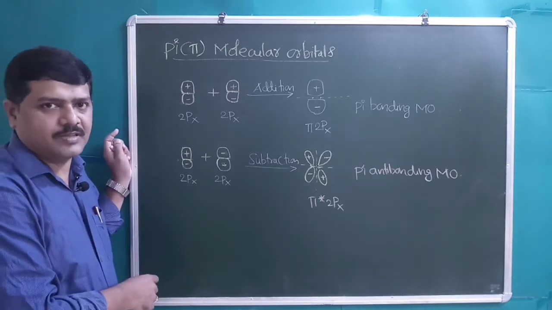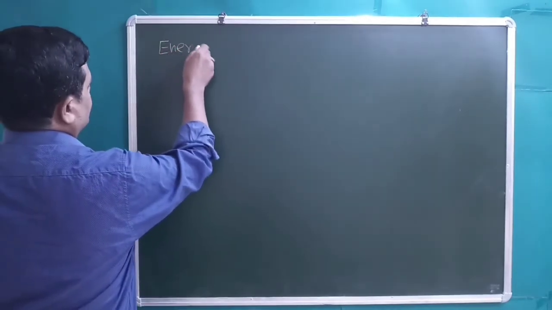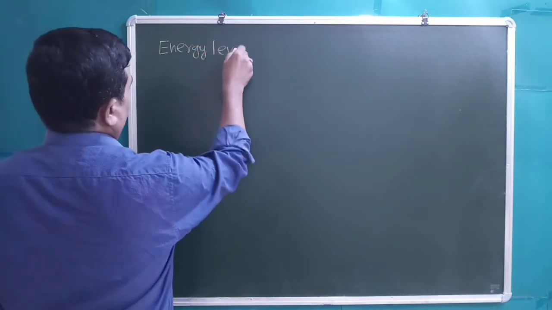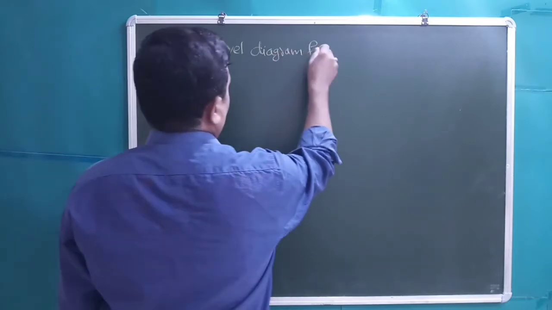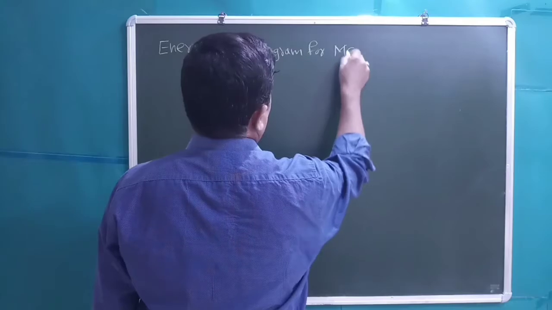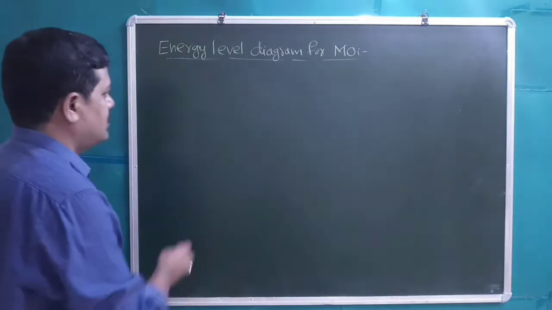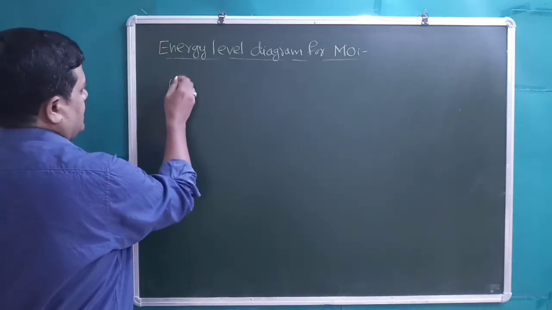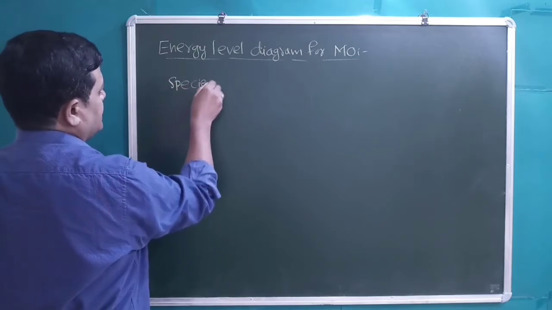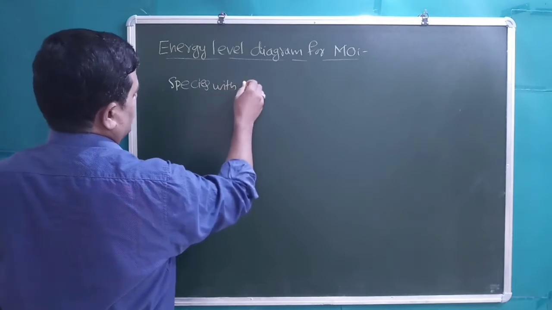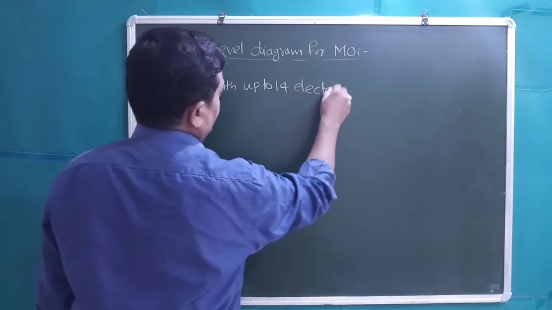Students, next we will continue our discussion with the energy level diagrams for molecular orbitals. First we will do it for species with up to 14 electrons.